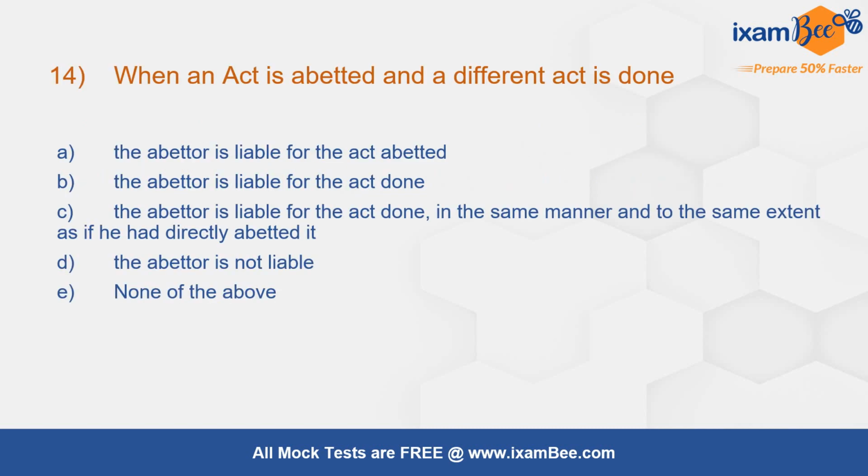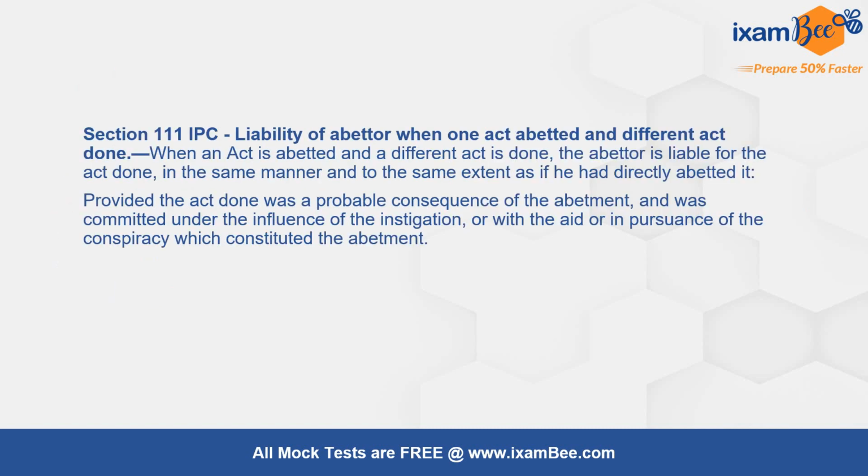Next question, when an act is abetted and a different act is done, then what is the liability? The correct answer is, the abettor is liable for the act done in the same manner and to the same extent as if he had directly abetted it. This is given under section number 111 of IPC, which talks about liability of abettor when one act is abetted and a different act is done.